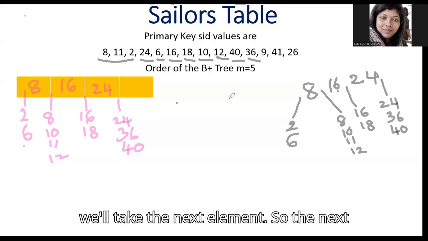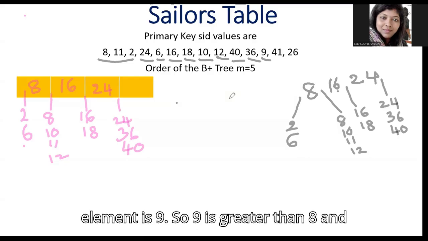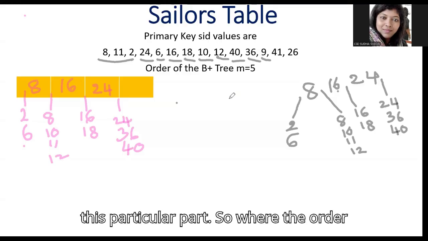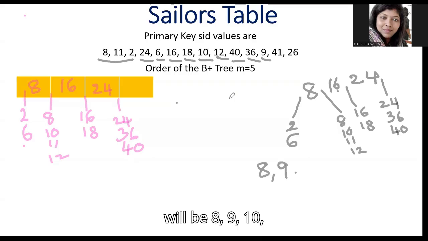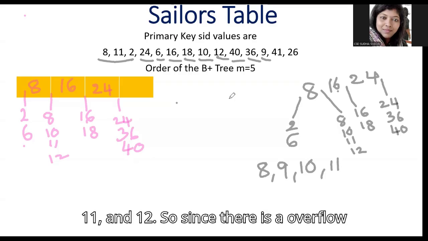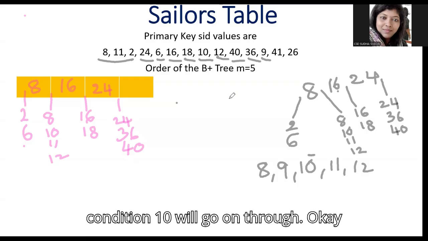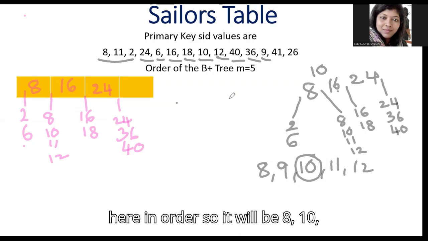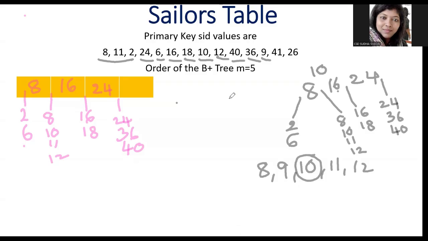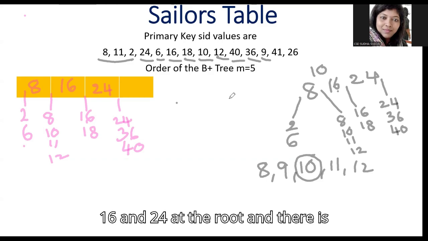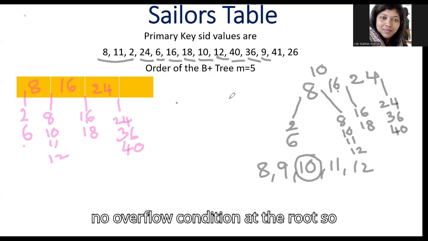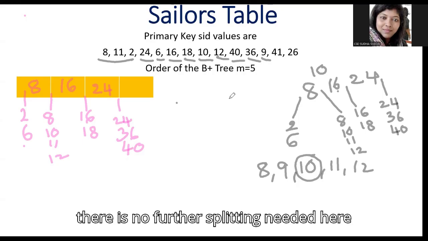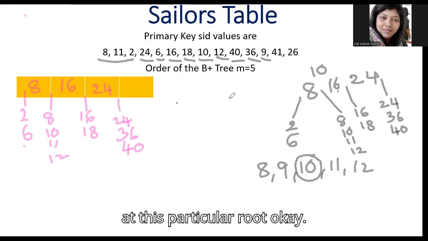So we'll take the next element. The next element is 9. 9 is greater than 8 and less than 16. So 9 comes over here in this particular part, where the order will be 8, 9, 10, 11, and 12. Since there is an overflow condition, 10 will go to the root. Okay, fine. So 10 will come here in order. So it will be 8, 10, 16, and 24 at the root, and there is no overflow condition at the root, as there can be 4 elements. So 4 elements will be there at the root, and there is no further splitting needed at this particular root.